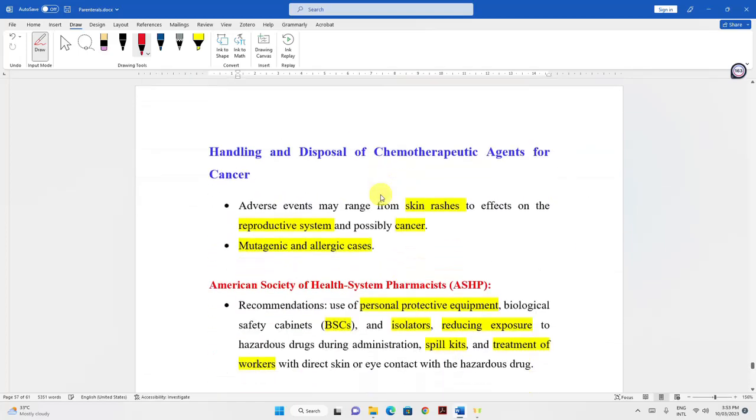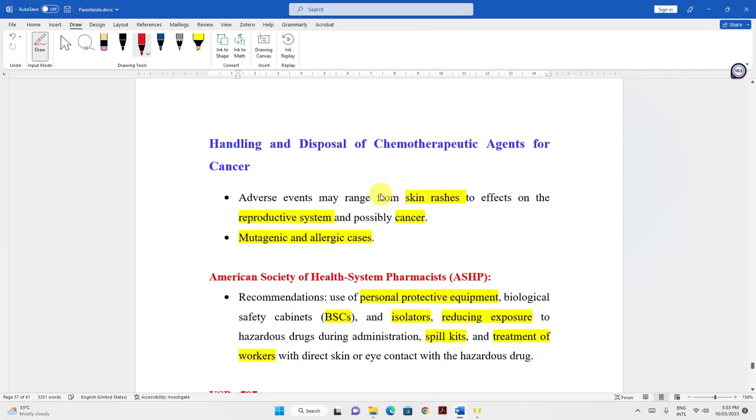These are the classifications. Now it's important to know, if you are working in a hospital, how to handle and dispose of chemotherapeutic agents. And when we say chemotherapeutic agents, we normally mean agents for cancer. And these agents are very dangerous because of the risk they pose to everyone working around the area.